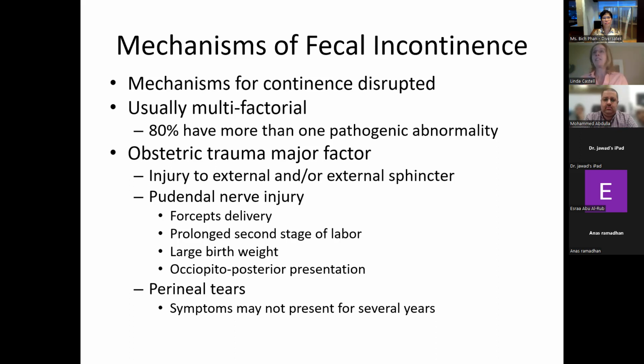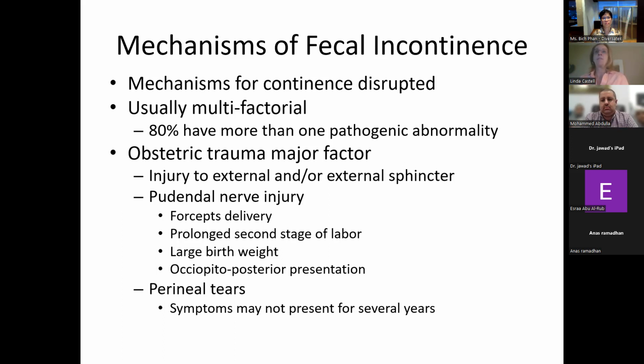So the mechanisms for continence are disrupted when we have fecal incontinence, and it's usually not just one thing. It's usually multifactorial. So about 80% of the patients have more than just one abnormality causing their fecal incontinence. So it could be that they have a weak sphincter. It could be that they have poor mobility and they can't get to the toilets in time. So usually it's a lot of factors that cause this fecal incontinence.